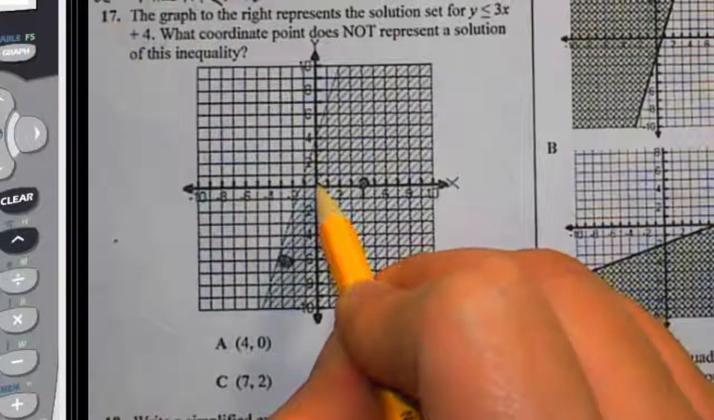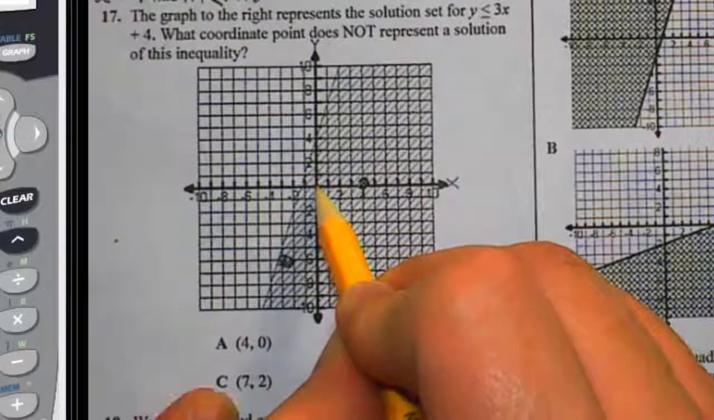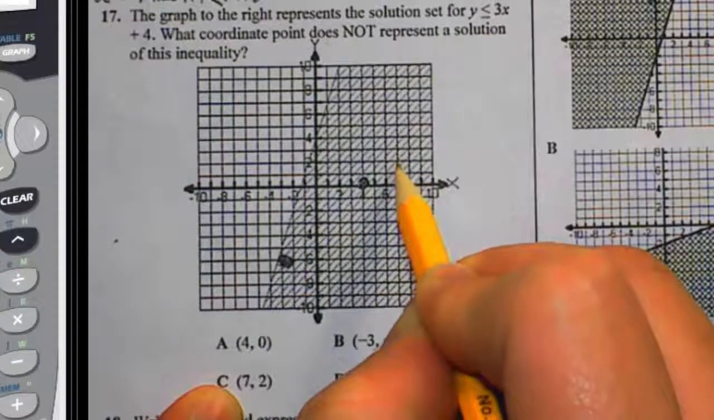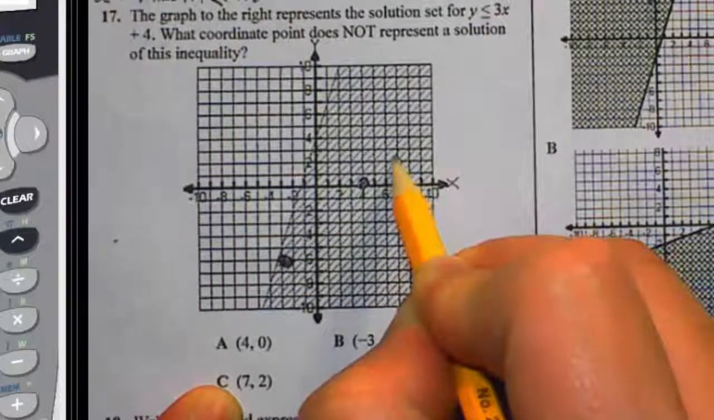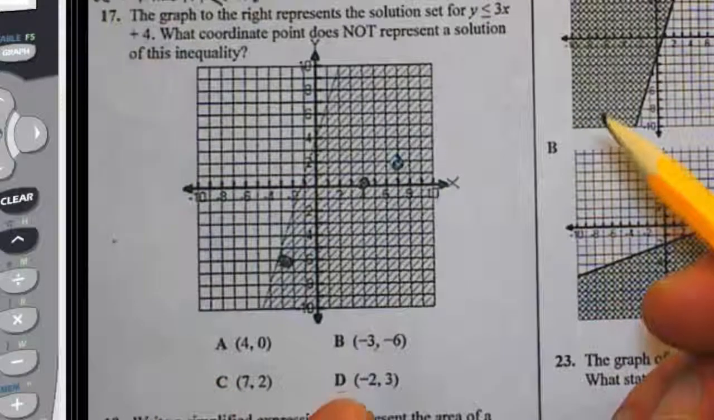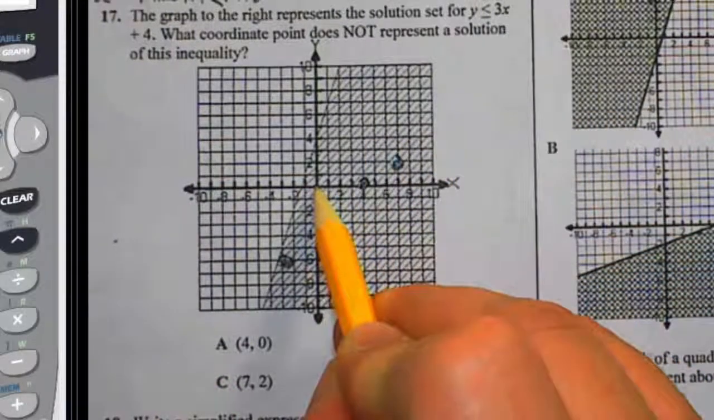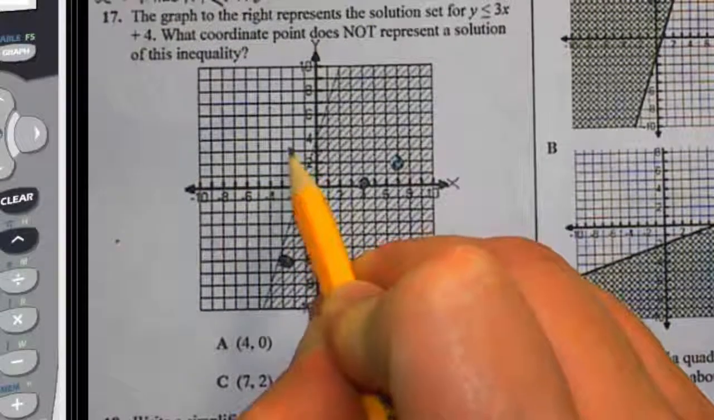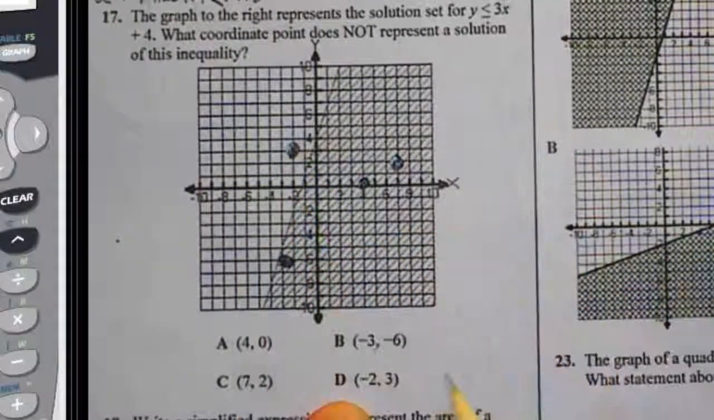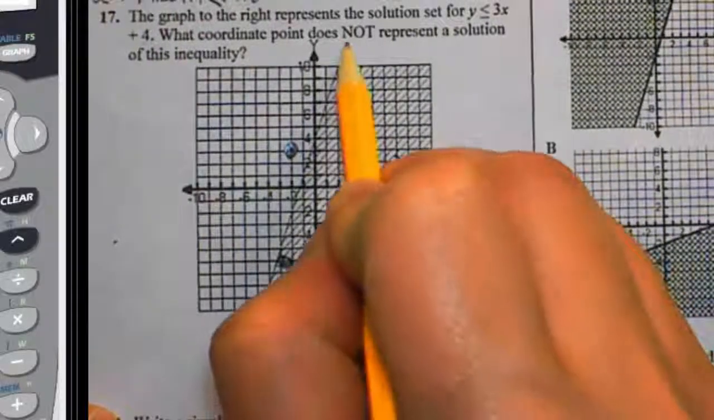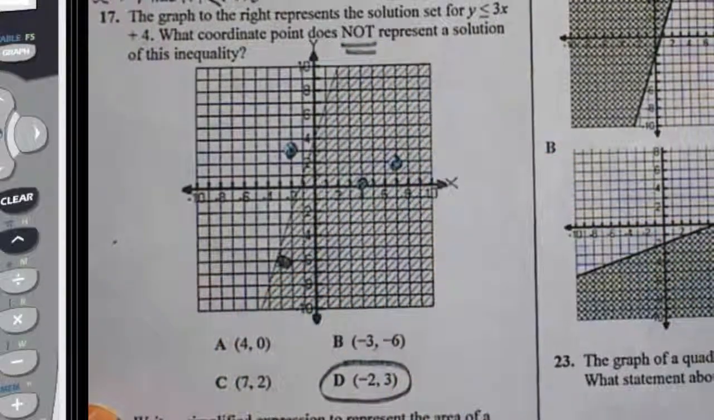Letter C, put your pencil there. First number is 7, so 7 to the right, and then up 2. If you notice, this is also part of the solution. And let's try the last one. Letter D, put your pencil right there, -2 to the left, and then up 3. As we can see, our last point was not part of the solution, and that's what the problem is asking us to find. Very well.